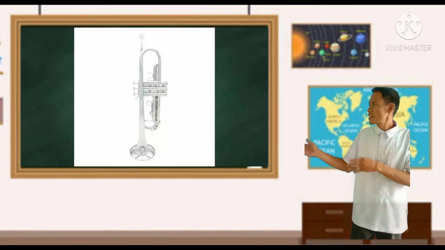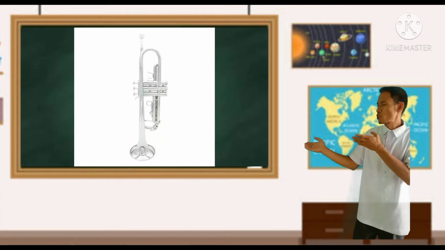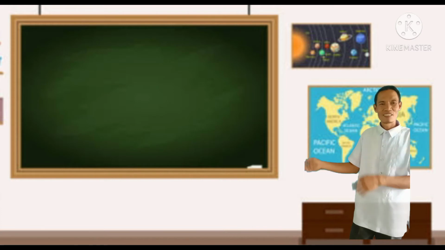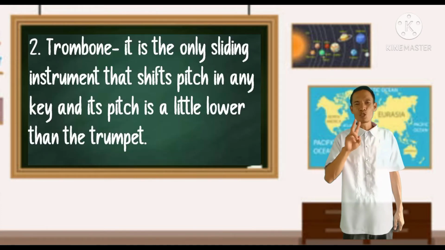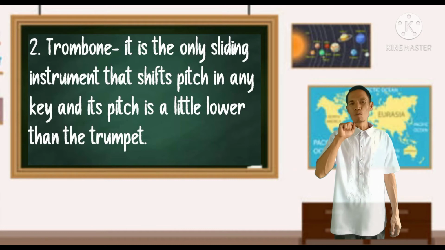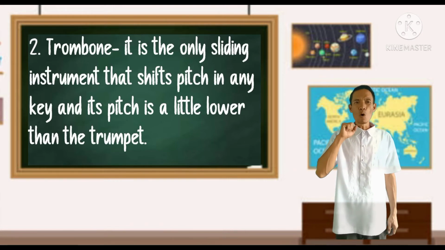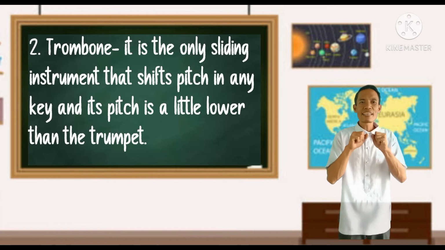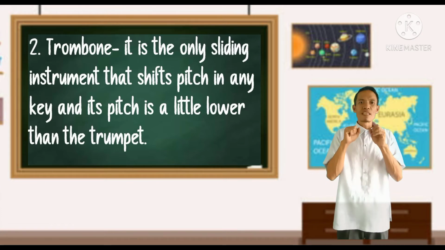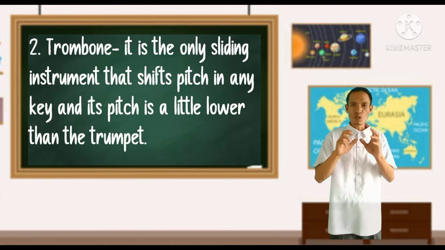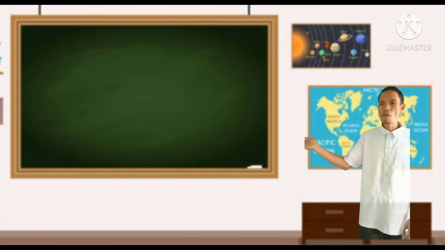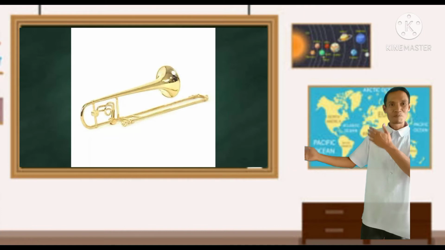Now, this is the picture of trumpet. Our second instrument is trombone. It is the only sliding instrument that shifts pitches in any key, and its pitch is a little lower than the trumpet. And this is the picture of the trombone.